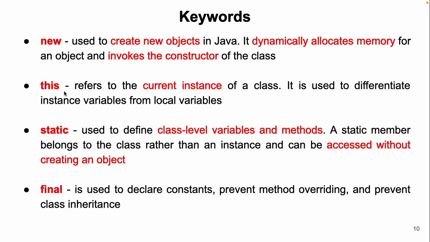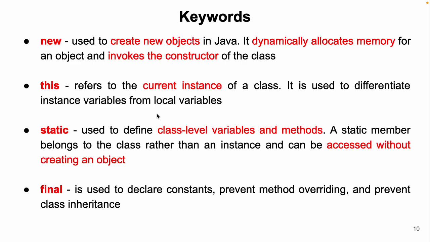And the this keyword is used to refer to the current object or current instance. These 2 we already know. And the other 2 are static and final. Static also we defined somewhere in the previous classes.